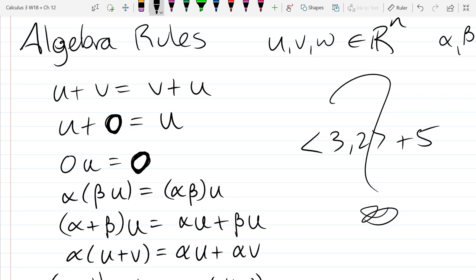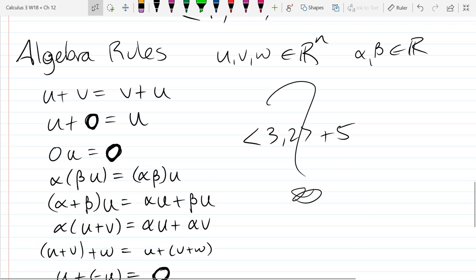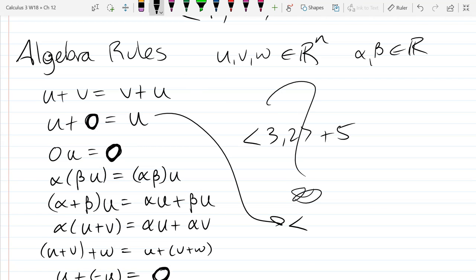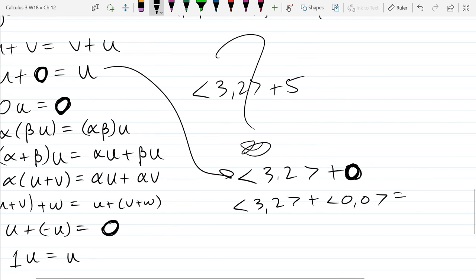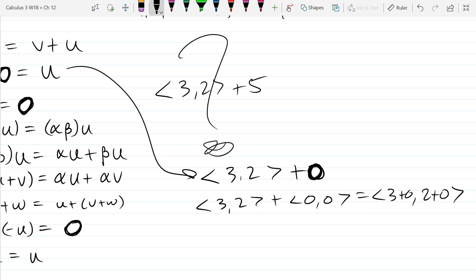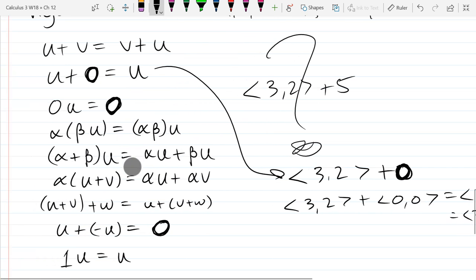How did you know that that was equal to u? Because then you didn't do anything with the vector. So let's look at that. What zero vector in this case am I referring to? It'll be the 0, 0. It has to match dimensions. So let's add these two together. We get 3 plus 0 is 3, and 2 plus 0 is 2. So adding a zero vector has no effect. That's why u plus 0 equals u, what you started with. And that 0 was a vector? Yes.